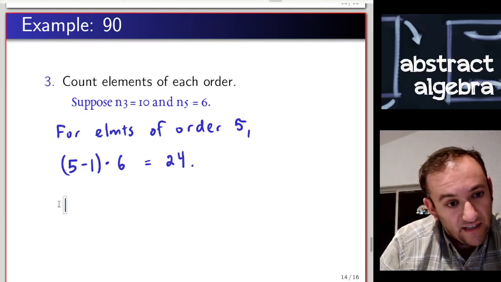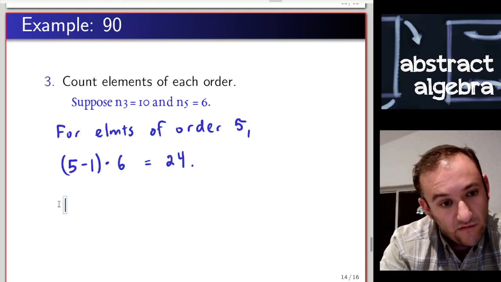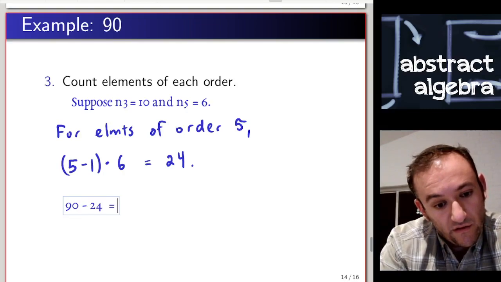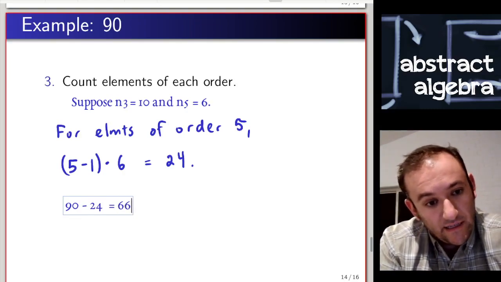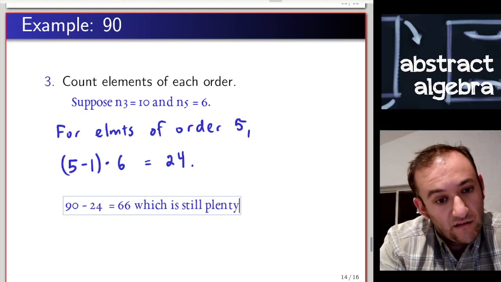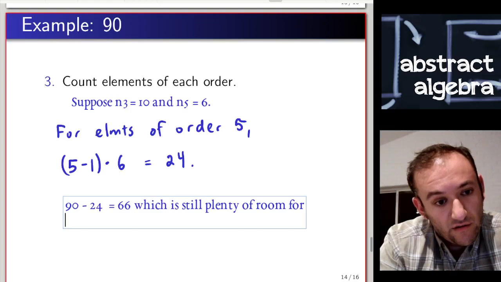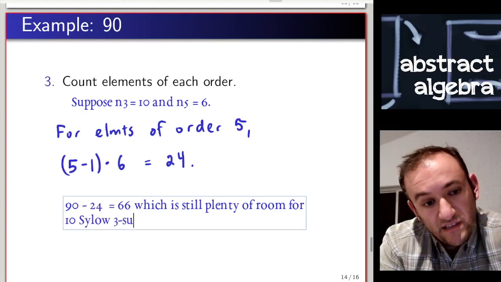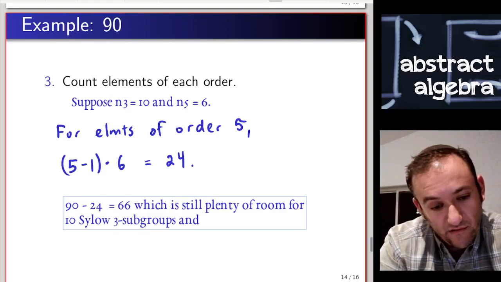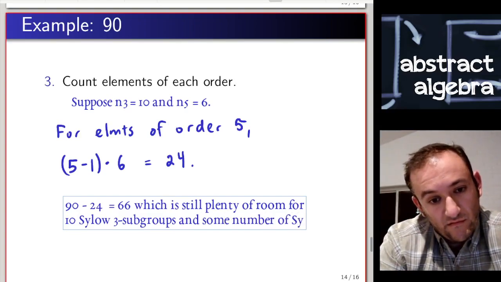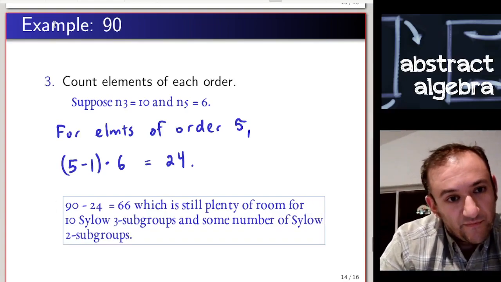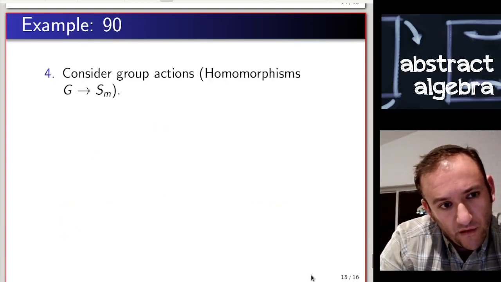Unfortunately, that still leaves 90 minus 24, which is equal to 66. That is still plenty of room for 10 Sylow 3 subgroups and some small number of Sylow 2 subgroups. Okay. So what do we do next?